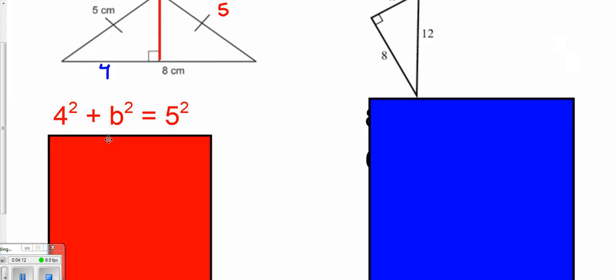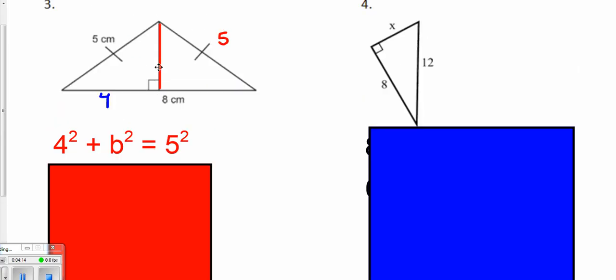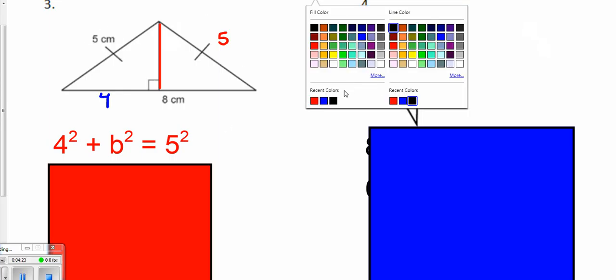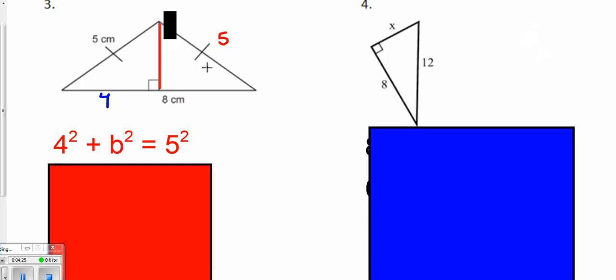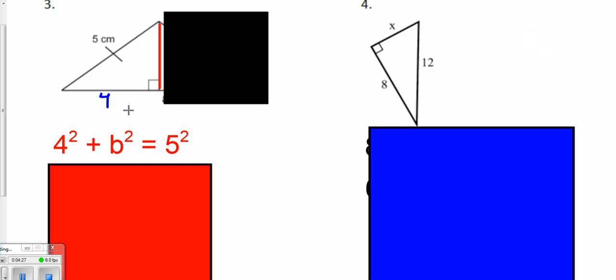So we'd call it 4 squared plus b squared, whatever this value is, equals 5 squared. That's the hypotenuse again. So it's like we're basically going to use a black shade here. We're going to cover that up. We're just looking at this triangle now: 5, 4, and whatever our missing value is.